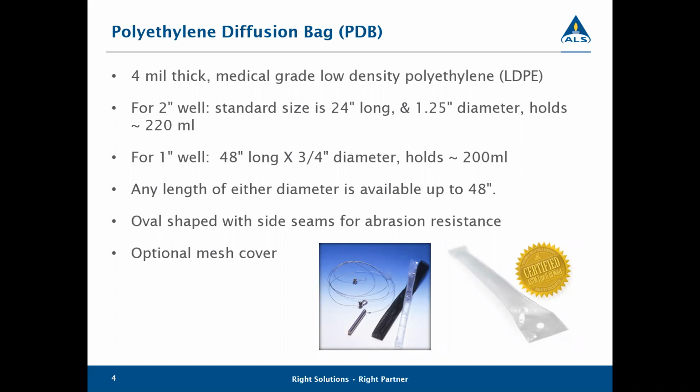So we make them in a couple of different sizes. Standard 2-inch well, the standard size is going to be 24 inches long by 1.25 inches diameter. On that, you'll hold about 220 mLs, so there'll be plenty to fill up your 3 40 mL VOA vials. For a 1-inch well, we double the length, so 48 inches long, because they're only 3/4 inch diameter to fit into the smaller well, and you'll still get about 200 mLs on that size.